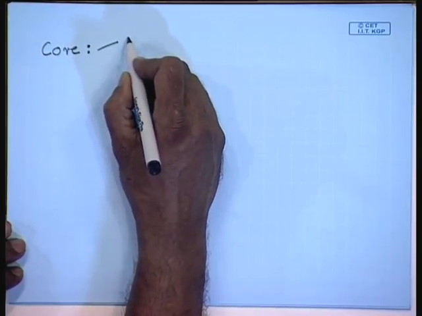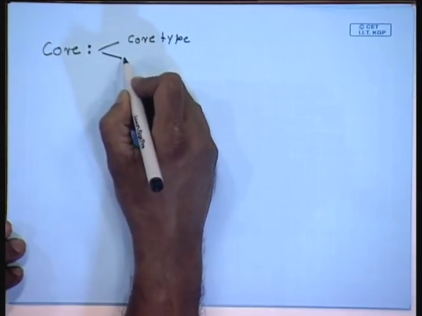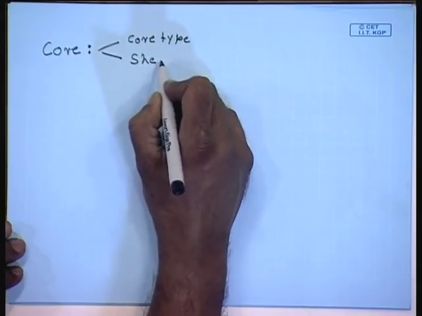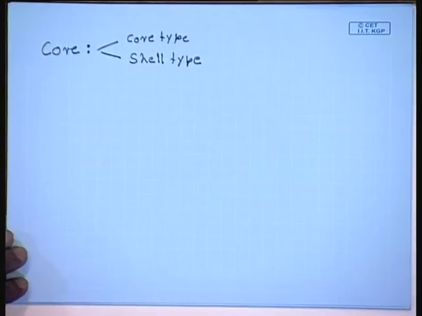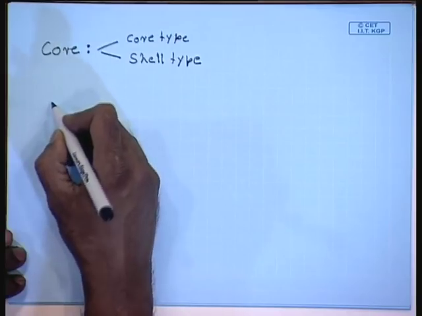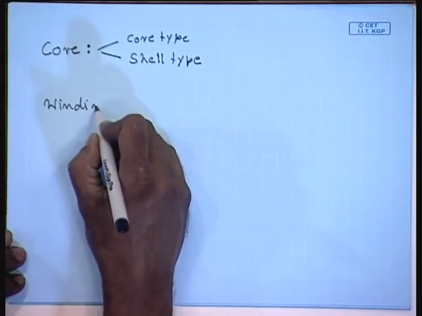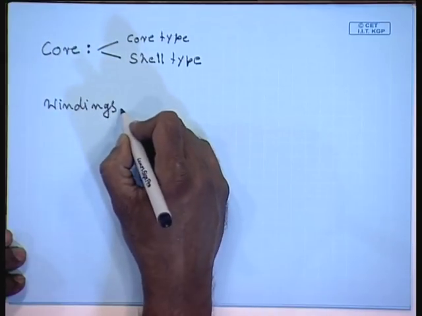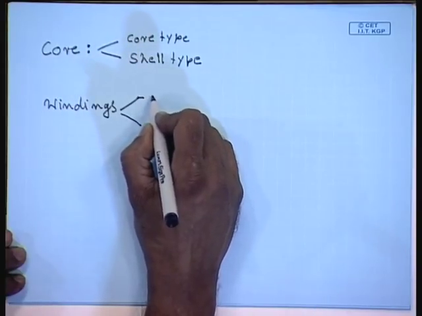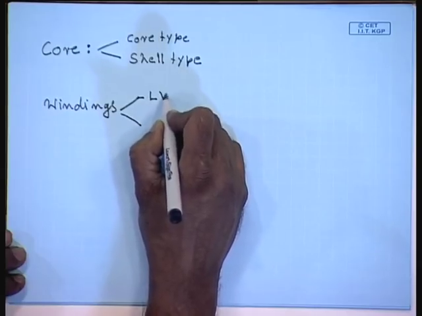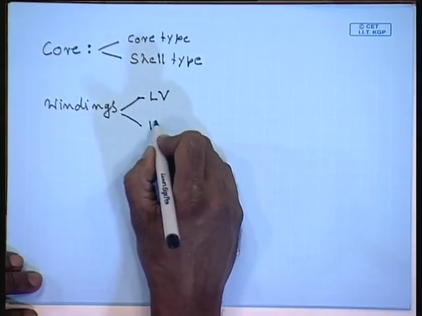The transformer core can be of core type or shell type. The next important part of a transformer are the windings. There are two windings in a transformer. Normally, in a two winding transformer, there will be two windings. One is the LV winding, another is the HV winding.